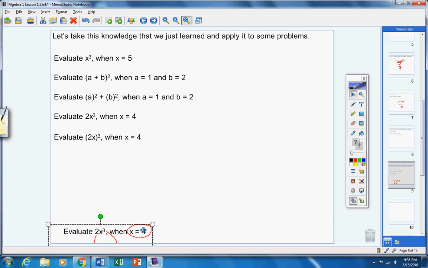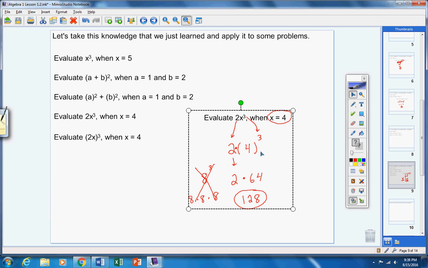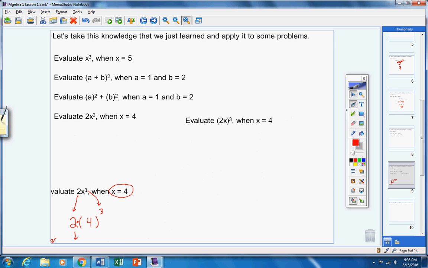There we go. Okay. Now, everybody see what we just did. Notice we had 2 times x to the third power. I put a parentheses where the x was and put my 4 and did my powers first. Now look at this next problem, guys. It looks similar, but it's not. Look, here we did not have a parentheses around the 2 and the x. Do you see that? We did not. Here we do. So please watch carefully what I do.